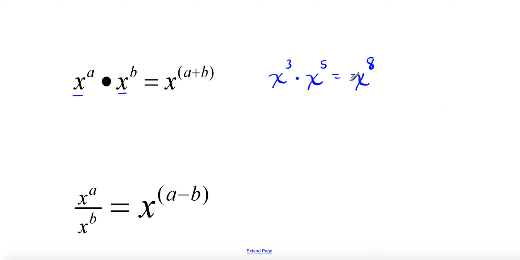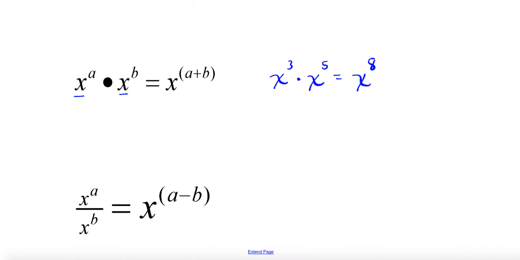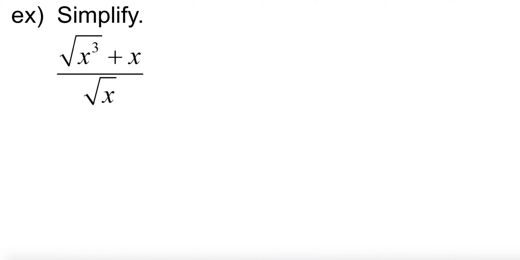Okay? And when you're dividing and the bases are the same, you subtract the exponents. So right down here, x to the a divided by x to the b is equal to x to the a minus b. So that may look like something like x to the 7th divided by x to the 2nd. And so that would be x to the 7 minus 2 is 5. All right, so let's look at some examples using some of these rules.